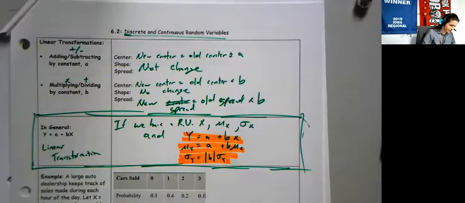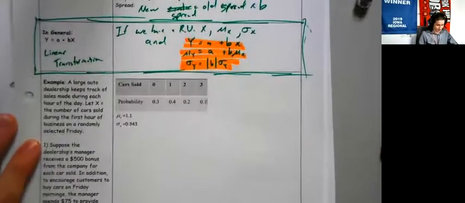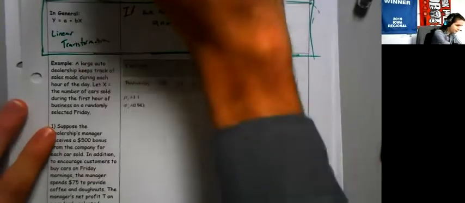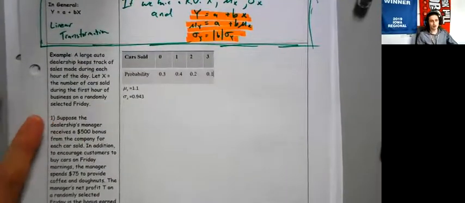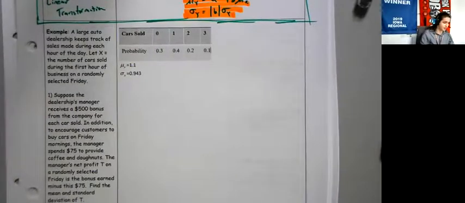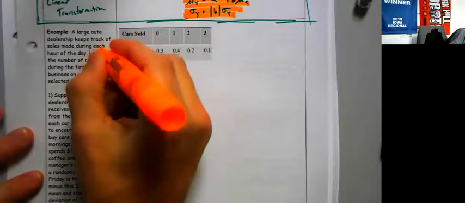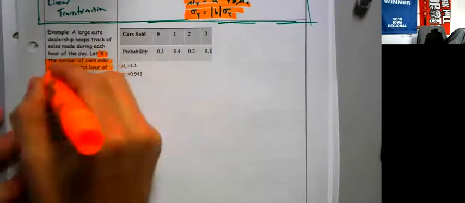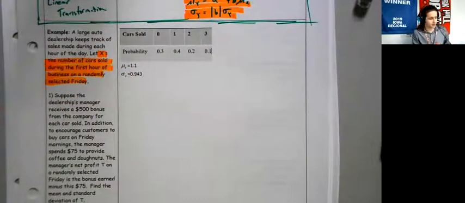Excuse me. So let's jump into a question about the auto dealership. We saw this one before. We did it last time. We found the mean number of cars sold, and we found the standard deviation of cars sold. Let's do some reading here. We remember that X was the number of cars sold during the first hour of business on a randomly selected Friday. We found the mean and standard deviation of X using some formulas. The mean is the weighted average, multiplying the values times the probabilities. Standard deviation is a little more complicated. You've got a formula for it on your formula sheet.